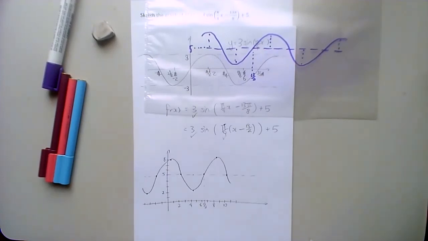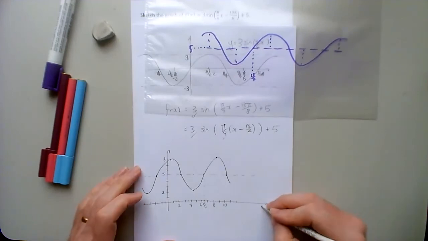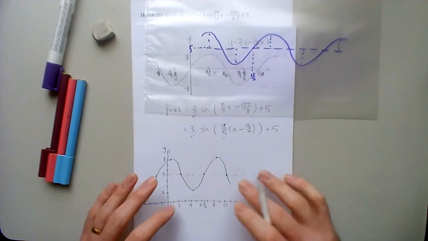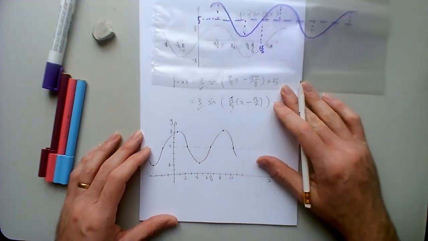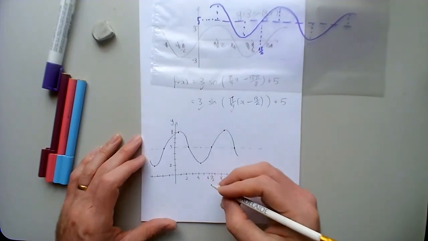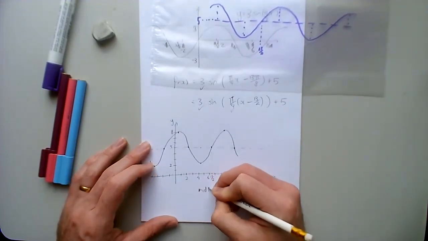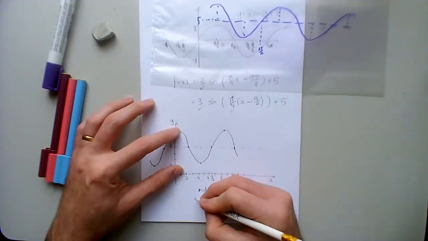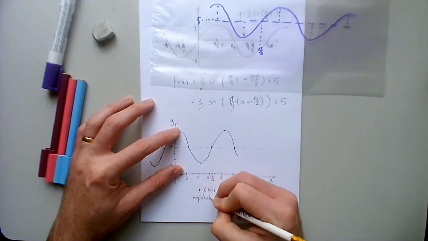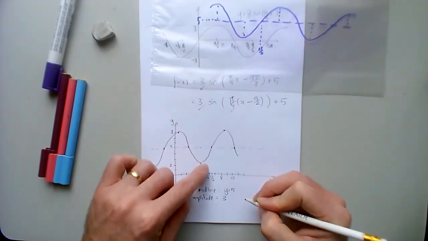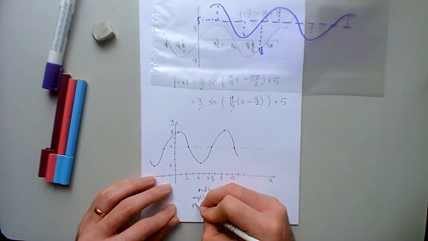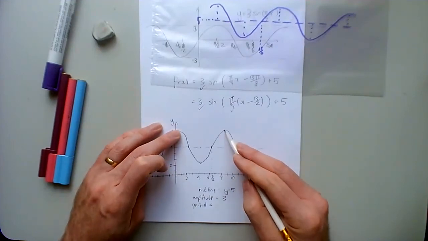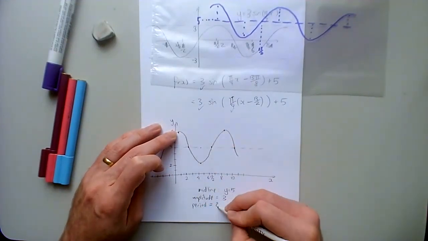But I also think that I should probably write down a few features of this graph so that anyone reading it knows definitely exactly where it is, even if they can't read my squiggles there. So what features? The midline was y equals 5, and the amplitude was 3, goes up 3 and down 3. The period was 8, wasn't it? It took 8. We got to 8.5 down to 1/2, yeah.